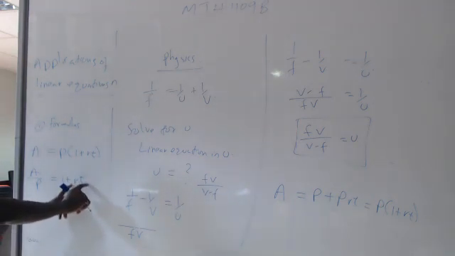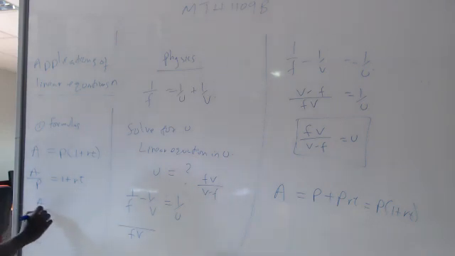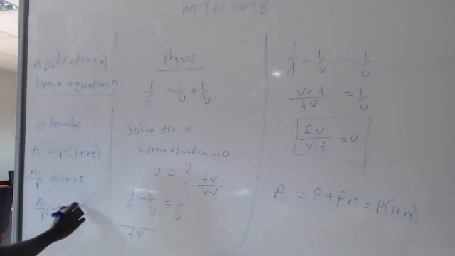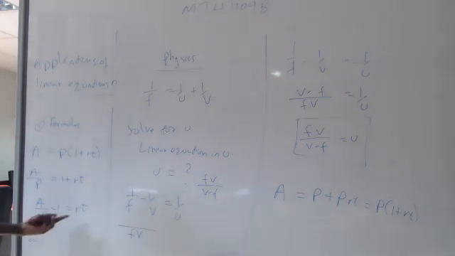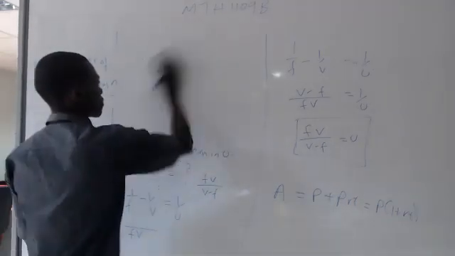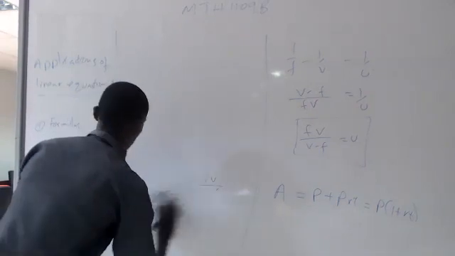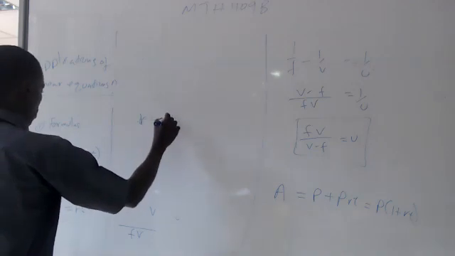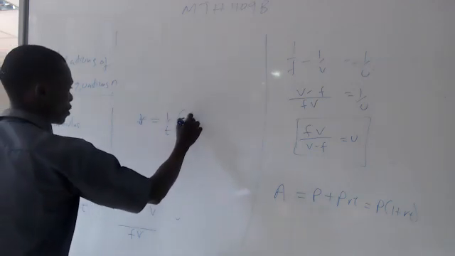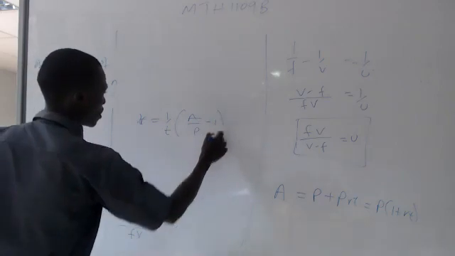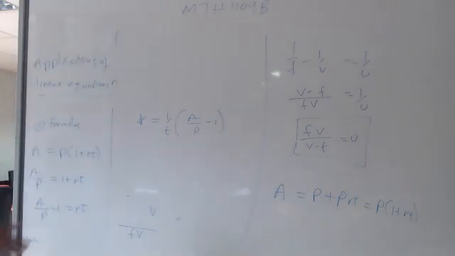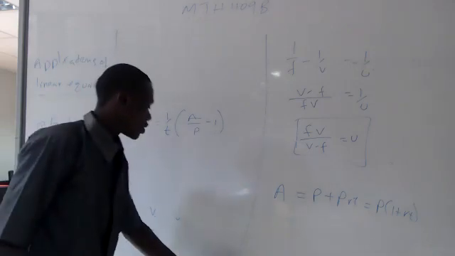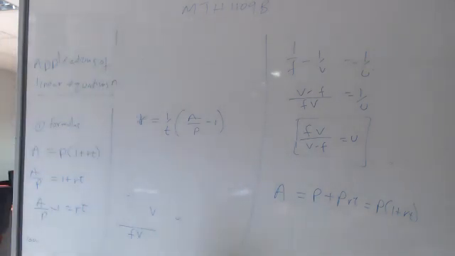Then we want to make sure this term is by itself. So subtract 1 from both sides. So A divided by P minus 1 is RT. Therefore, to find the interest rate, divide both sides by T. So R is just 1 over T into A divided by P minus 1. And you can combine this into a single fraction if you like, but you're fine the way it is.